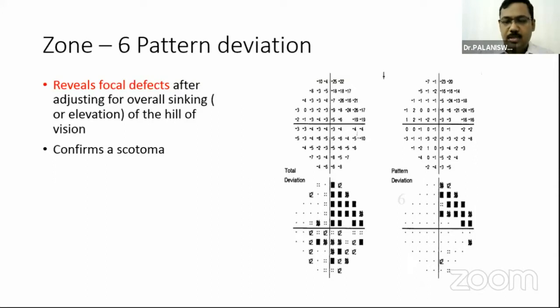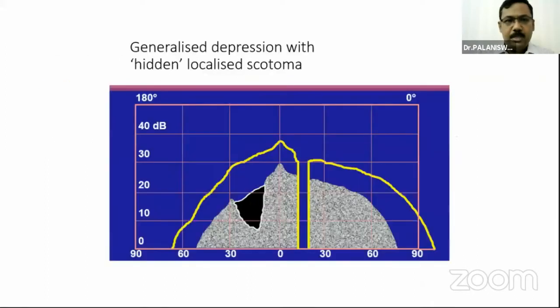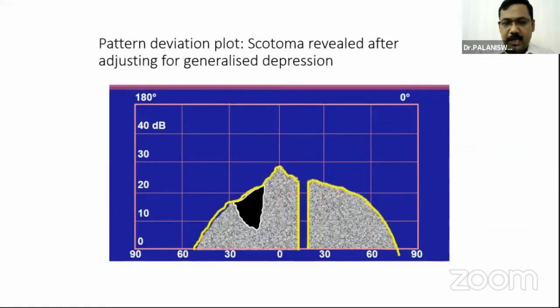Here the total deviation shows a lot of depressed points, but the pattern deviation shows depressed points only in the superior field. So this is how it is. A localized defect can be missed, but if the height is reduced, it becomes very prominent.